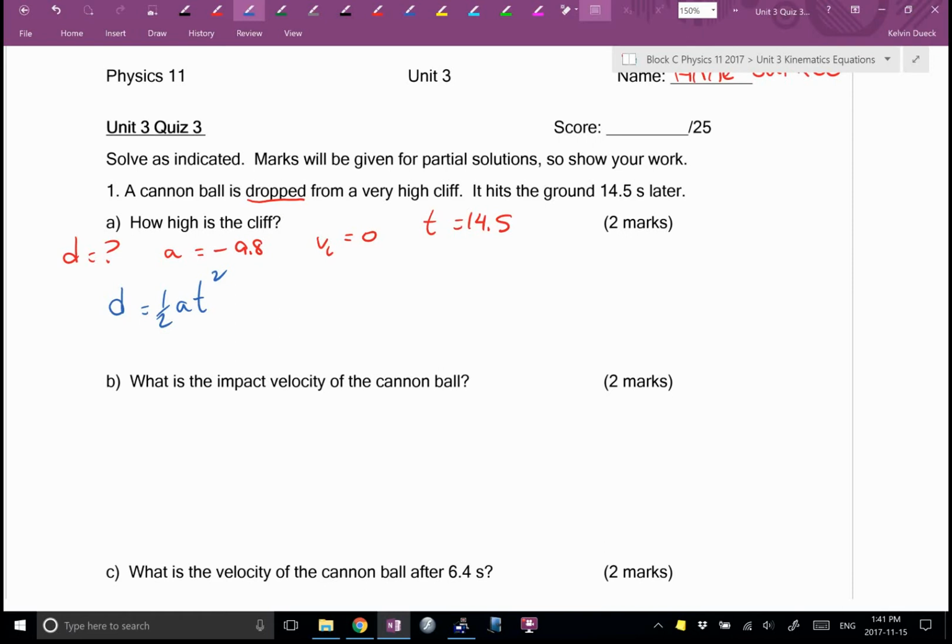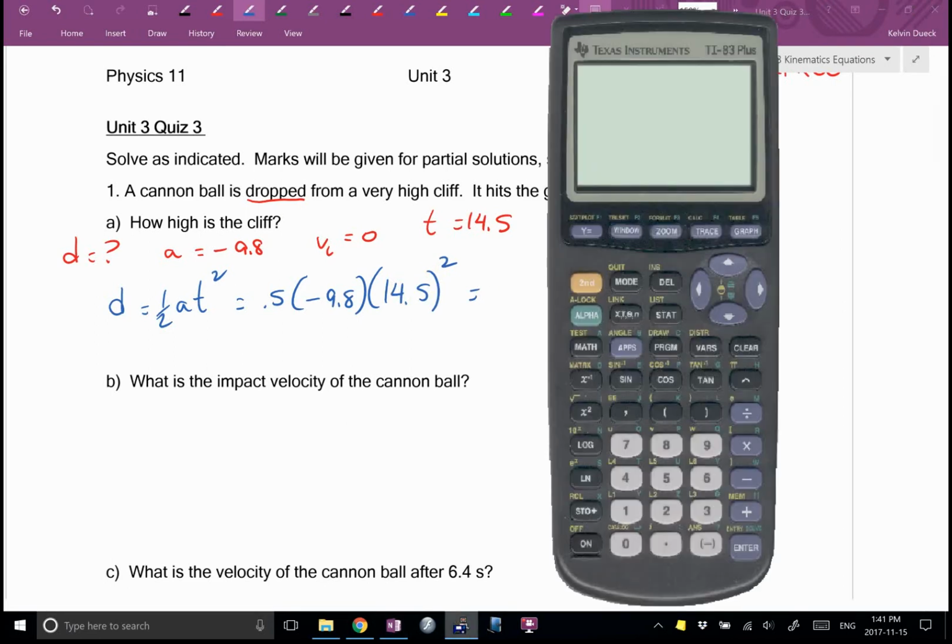But here is yet a special subcase of all of these different variations of the equations that we're looking at. It's going to be 0.5, it's going to be negative 9.8, it's going to be 14.5 squared. Am I going to get a negative or a positive answer here, by the way? Should I get a negative answer? Does that make sense?